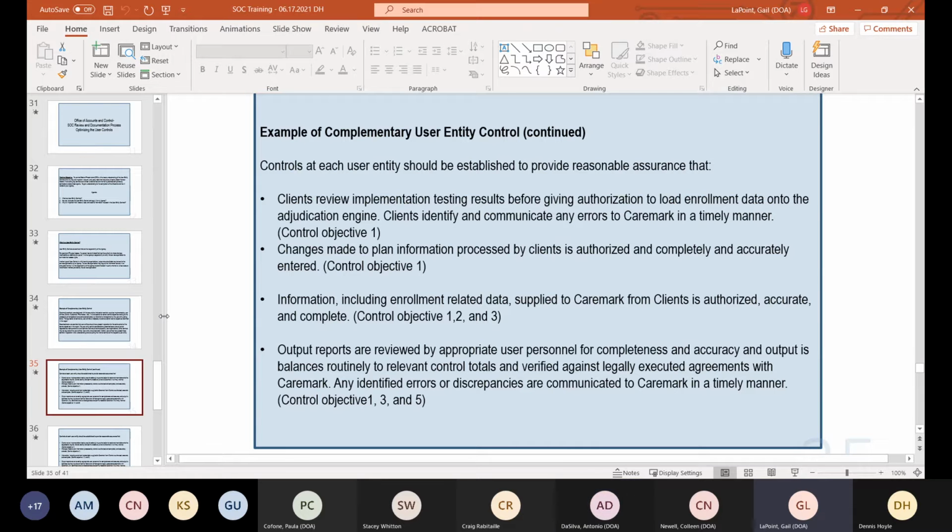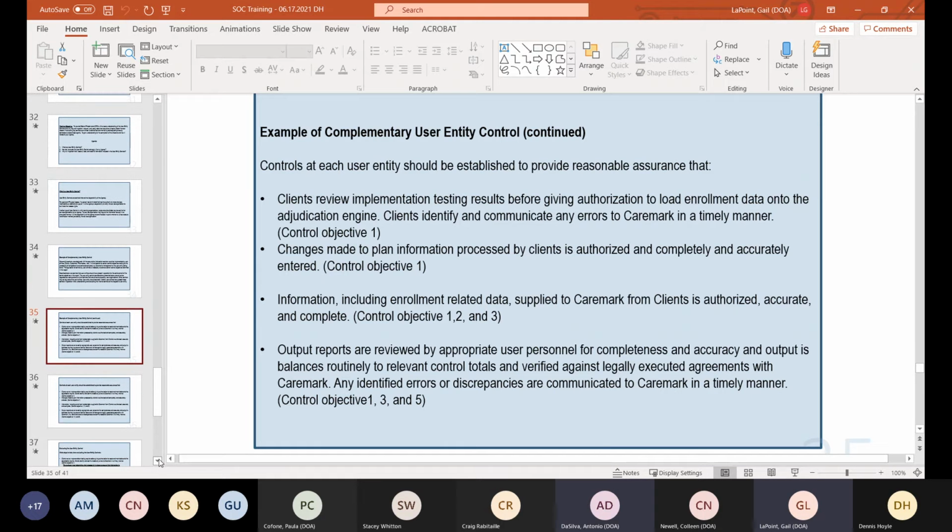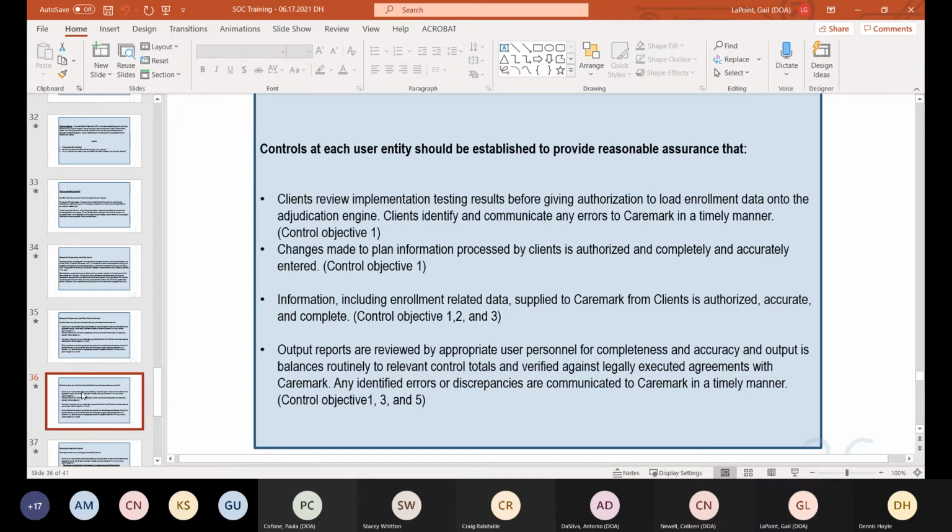If there are any changes in the plan information that is processed by us, we need to make sure they're authorized, complete, and accurate. Any information, including the enrollment data supplied to Caremark, is authorized, accurate, and complete. Any output reports that are reviewed must be accurate and balanced. We need to identify any errors or discrepancies and let Caremark know timely.